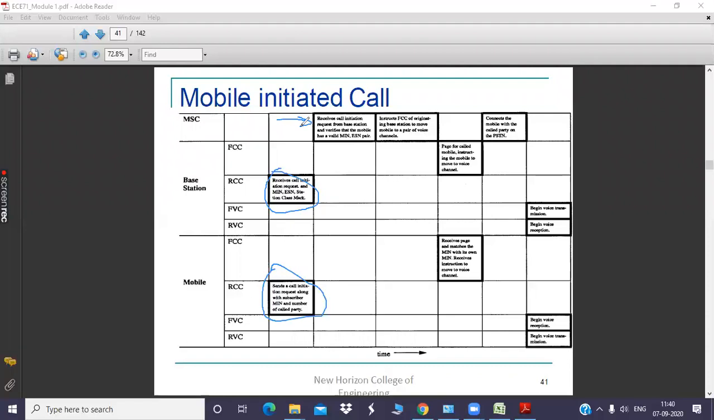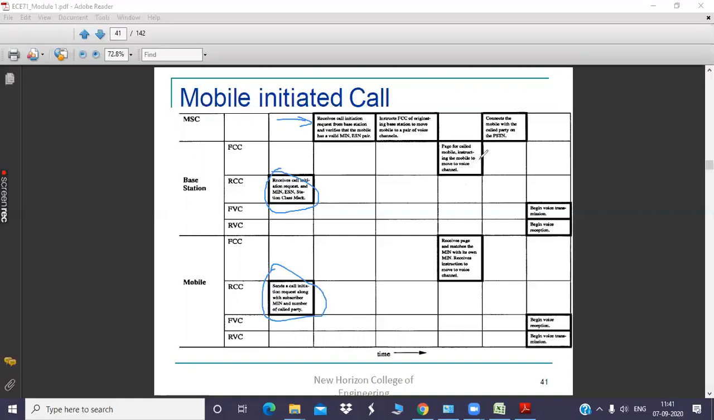Okay, and after checking or verifying that mobile identification number, he will instruct the FCC of the originating base station to move the mobile to a pair of voice channels. Okay, once after verification, he will request the base station to allocate a voice channel to the user. So that request is being sent to the base station.